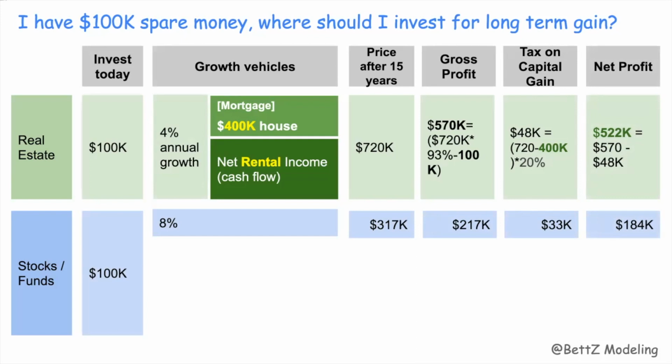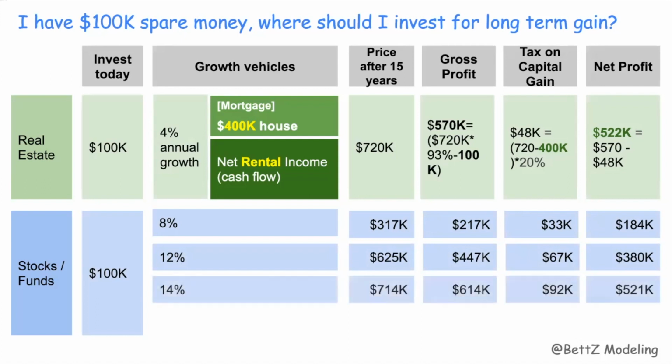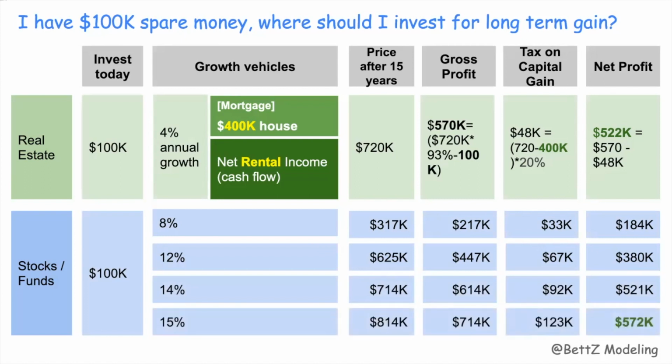It's not the end of the story yet. If you have very good experience with the stock market and can beat the S&P 500, you have a better chance to beat real estate. 12% annual growth rate, not yet. 14%, not yet. In this scenario, if you can reach or exceed 15% annual compounded growth in the stock market, you are the winner. Your net profit or ROI will exceed real estate.